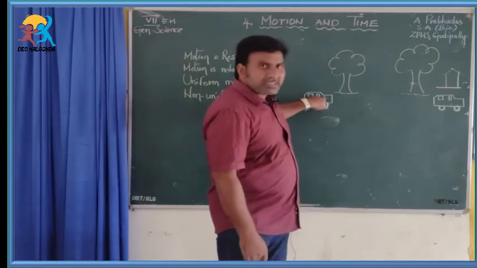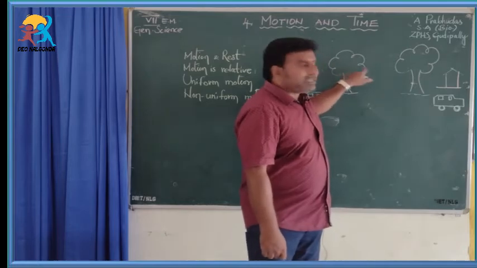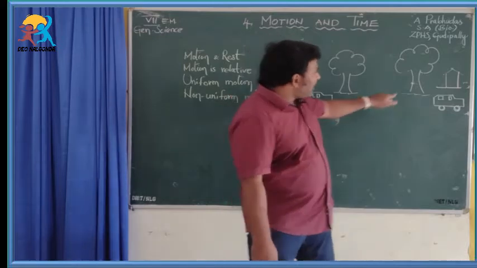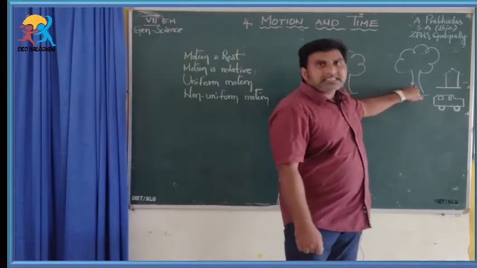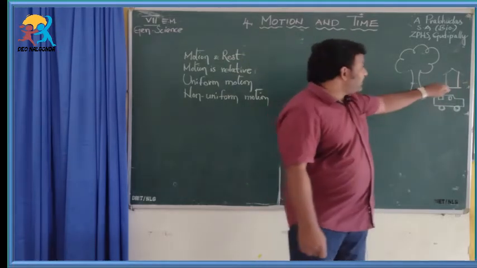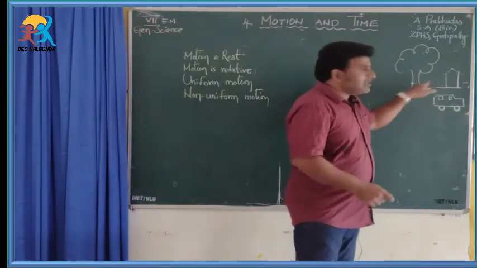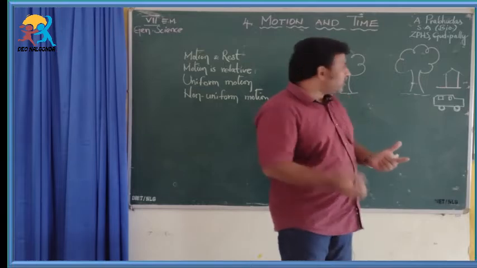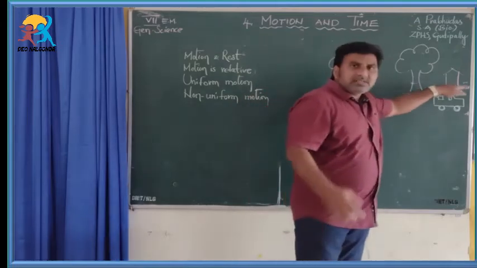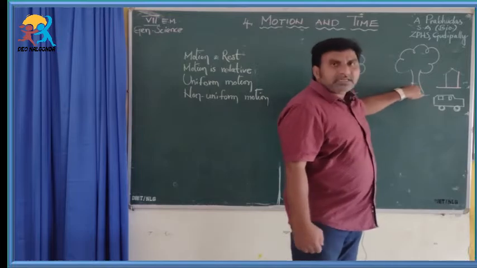For example, here the position of the car is changed with respect to the position of the tree, which means the tree is in the surroundings, and I can define that the tree is at rest because the position of the tree is not changing with respect to the building near it. The distance between the building and the tree is not changing. So I can say the tree is at rest, and also the building is at rest because the position of the building is not being changed with respect to the tree.